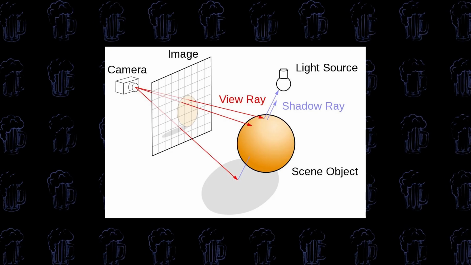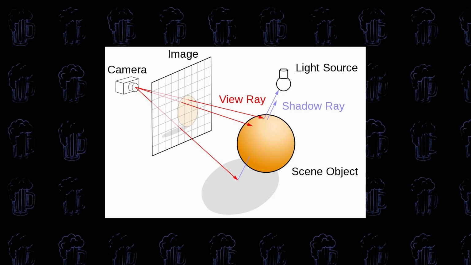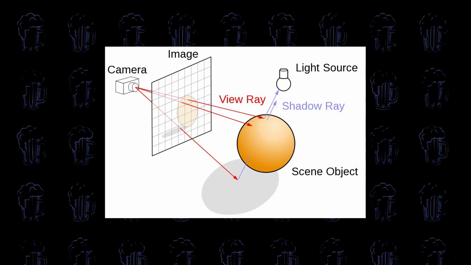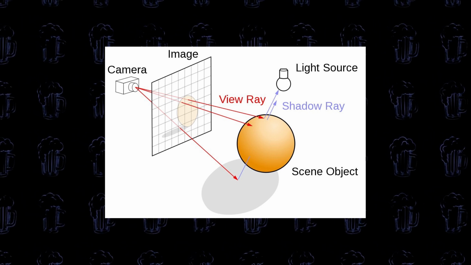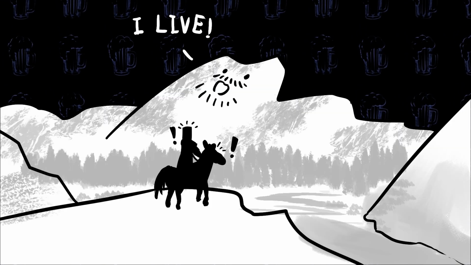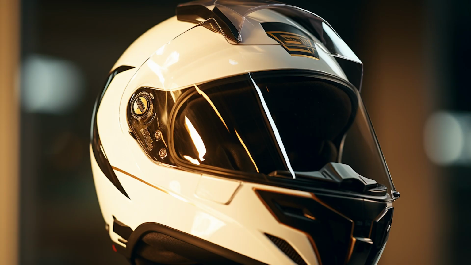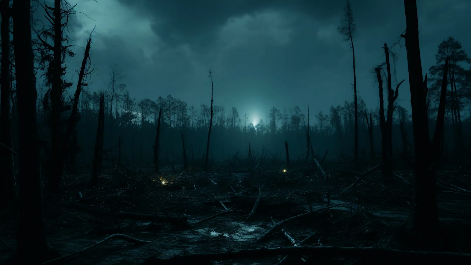It's a technique that simulates the actual behavior of light, casting shadows, bouncing off surfaces, and refracting through objects with breathtaking accuracy. The result? Environments that feel truly alive, where a glint of sunlight off of a polished helmet or the eerie glow of moonlight filtering through an abandoned forest can send shivers down your spine.